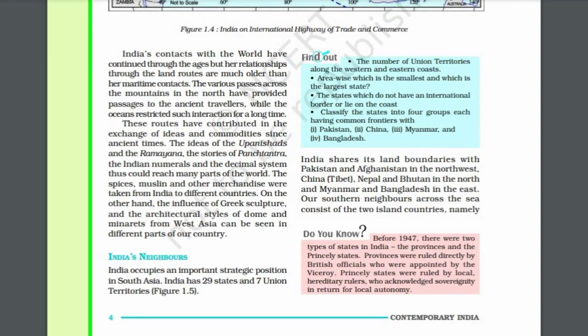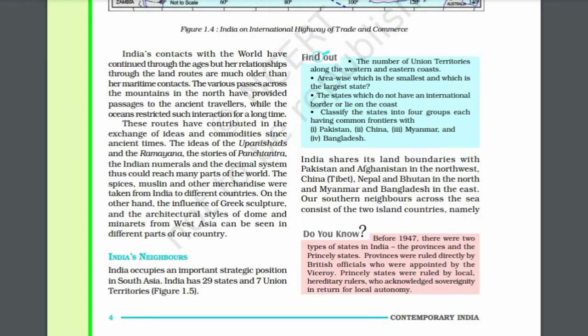India's neighbors. India occupies an important strategic position in South Asia. India has 29 states and 7 union territories. India shares its land boundaries with Pakistan and Afghanistan in the northwest, China, Tibet, Nepal, and Bhutan in the north, and Myanmar and Bangladesh in the east. Now, all these boundaries, all these countries can be seen in the map.